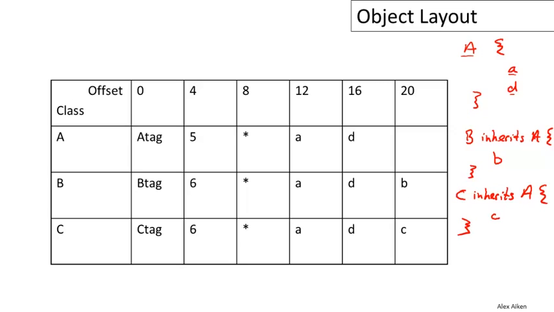Okay, so let's talk about the layout of class A. In position 0, at offset 0, there'll be a tag for A. That'll be some small integer that the compiler picks. There'll be the size of A. We'll come back to that in just a second. There'll be the dispatch pointer, which we're going to talk about later. And then come the attributes of A.